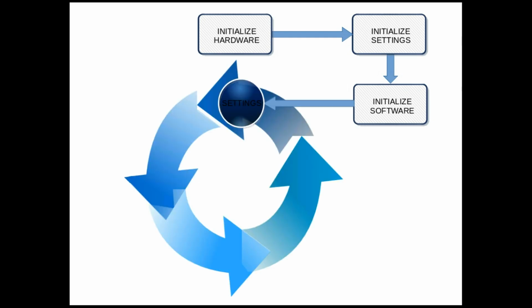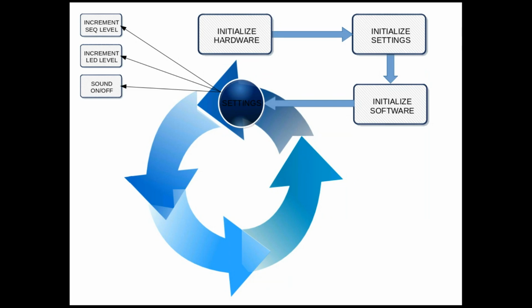And it goes into a finite state loop, so this should go round and round, keeping the current state of the software and acts on whatever the current state is. So the first state it goes into is settings, and this allows the user to increment the sequence level, increment the LED level as well. The user can turn the sound on and off, or the user can start a game. Once the user starts a game, then this finite state goes into a different state.